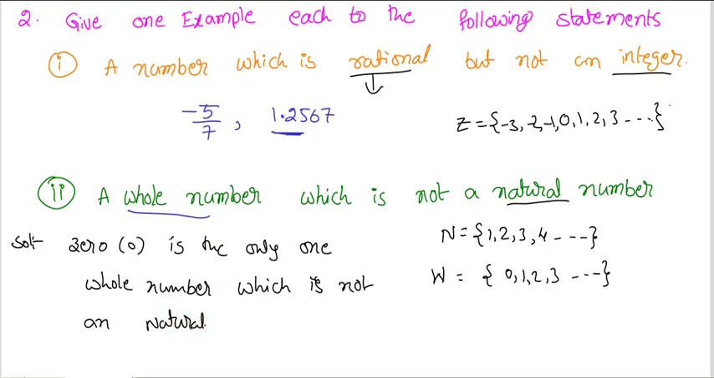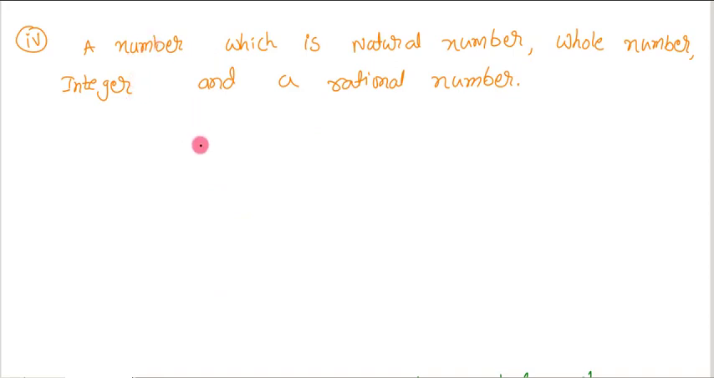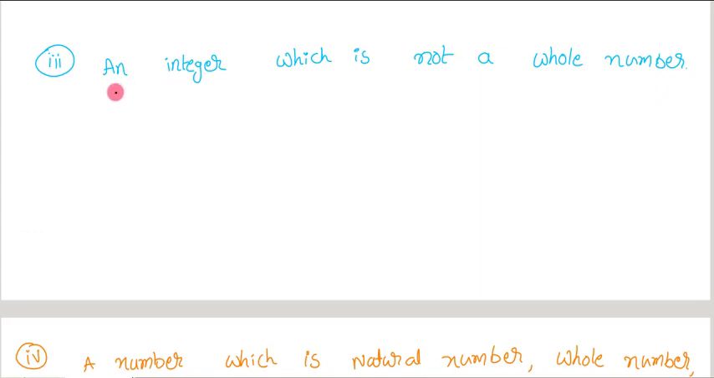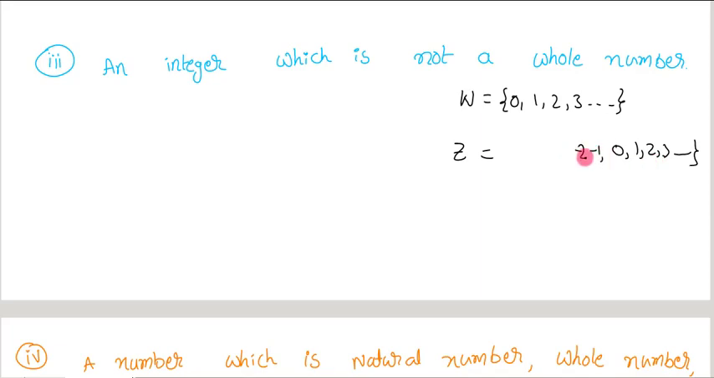And let us see the third question. In this third question, we are asked to give an example of an integer which is not a whole number. Let me write this. Whole numbers means 0 together with the natural numbers. Integers means 0, natural numbers, and negatives of natural numbers, that means -1, -2, -3, and so on. This is the set of integers.